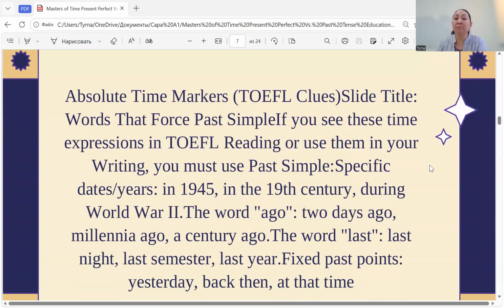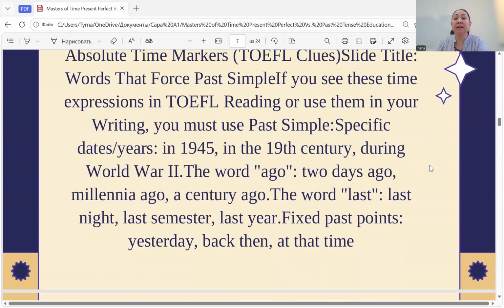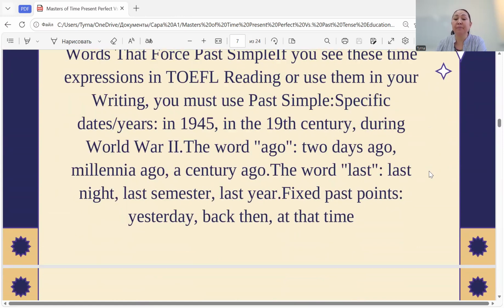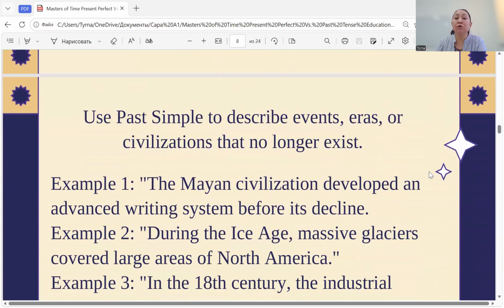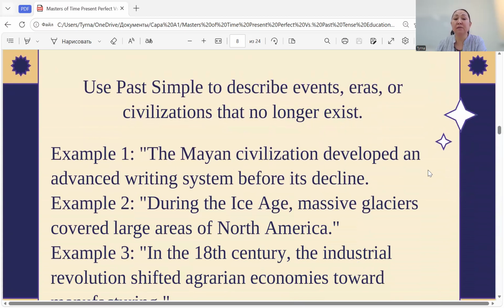Absolute time markers. Slide title: Words that force past simple. If you see these time expressions in TOEFL reading or use them in your writing, you must use past simple. Specific dates, years: in 1945, in the 19th century, during World War II. Time ago: 2 days ago, millennia ago, a century ago. The word last: last night, last semester, last year. Fixed past points: yesterday, back then, at that time. Use past simple to describe events, eras, or civilizations that no longer exist.